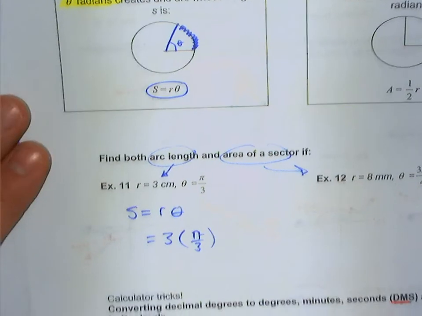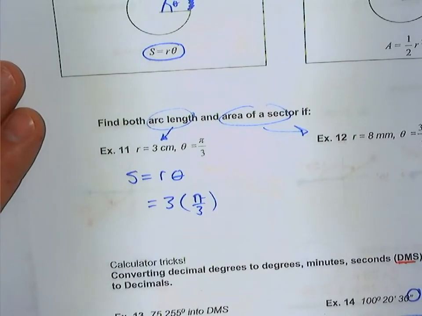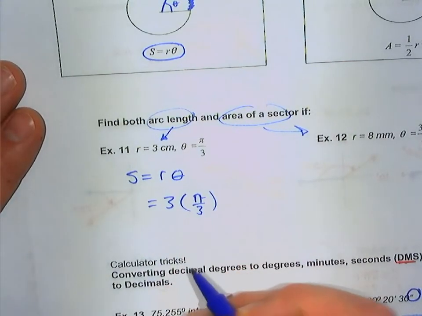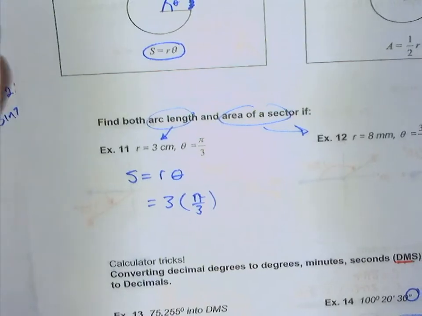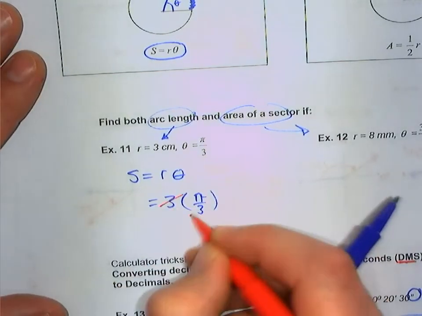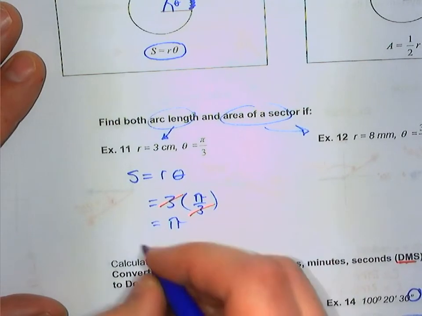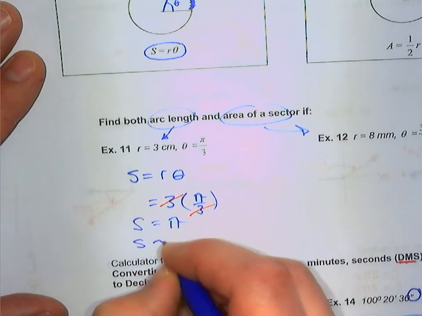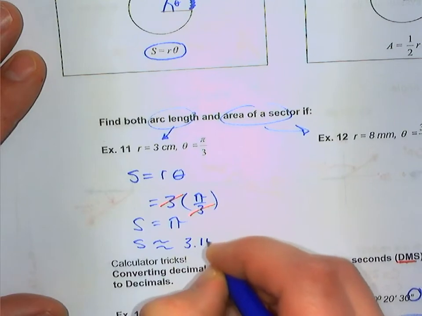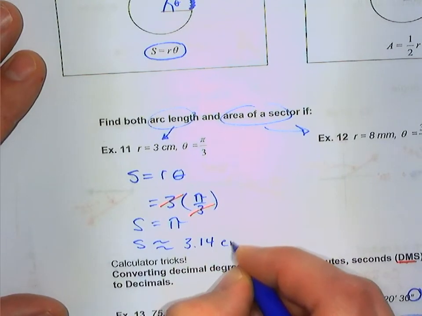Okay? So we simplify. I've got 3 times pi over 3. What happens? Yeah, these guys karate chop, right? One's on top, one's on the bottom. I get pi. If you want the approximation for arc length, use your calculator, 3.14, and we're in centimeters.